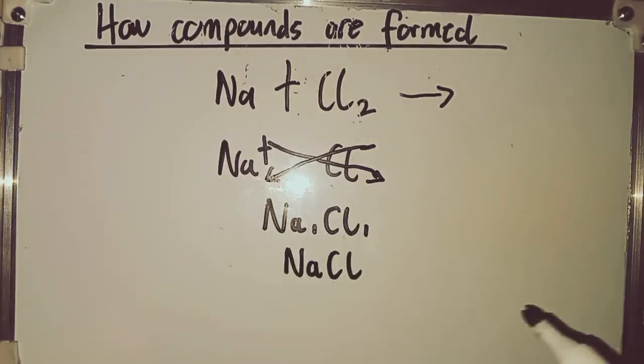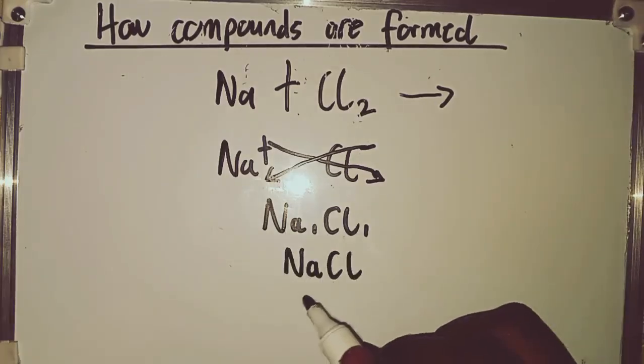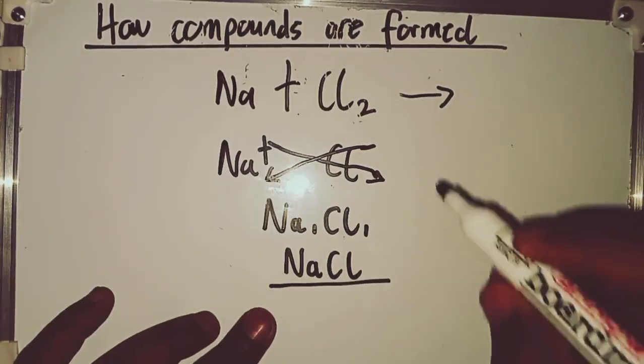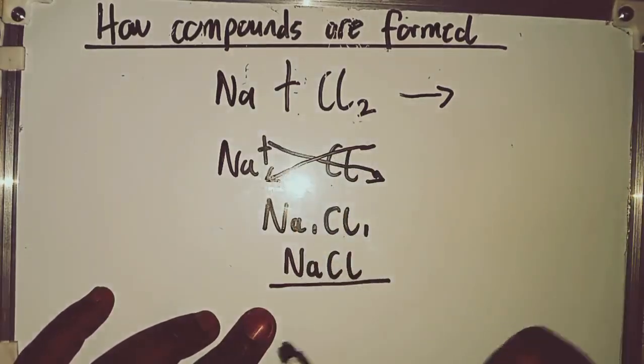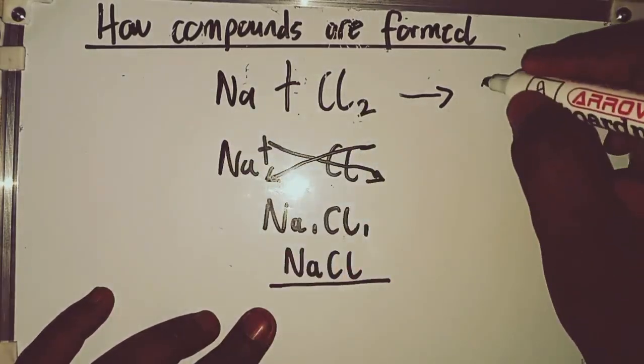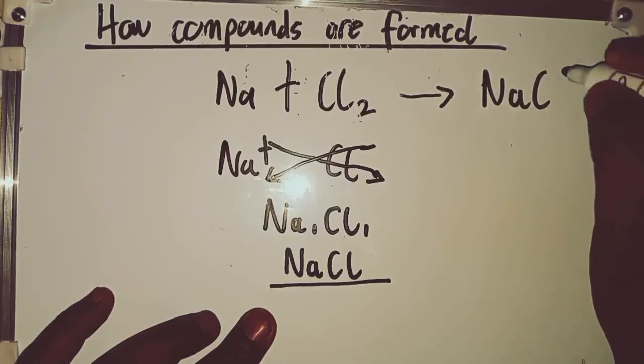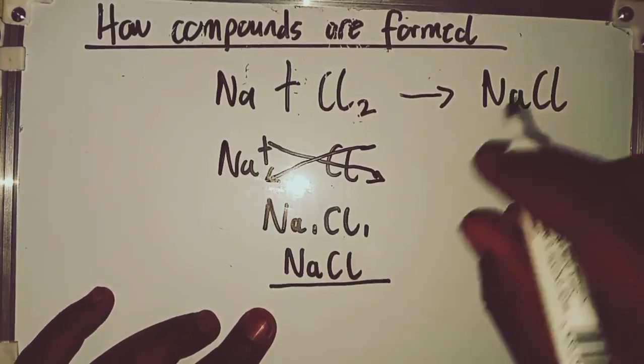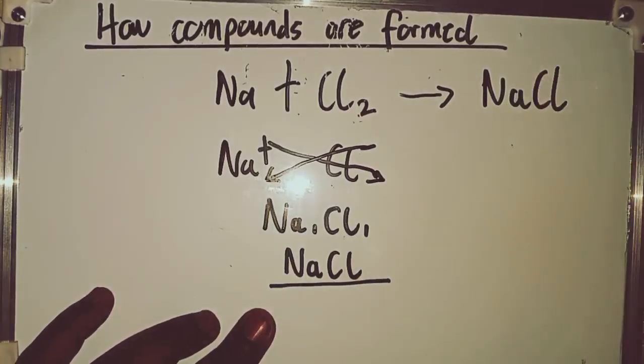So we just write it like NaCl. This is the compound formula for sodium chloride, when we react sodium and chlorine. Sodium chloride, like this. This one is an unbalanced equation.